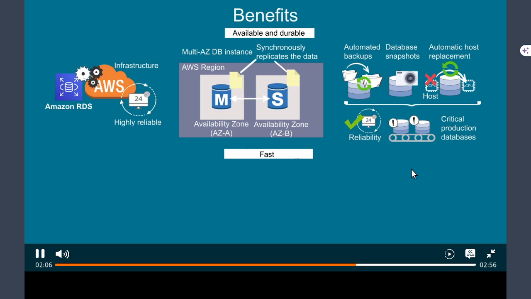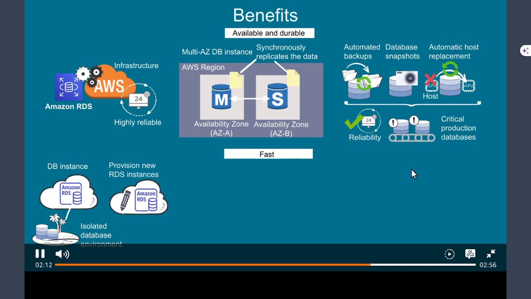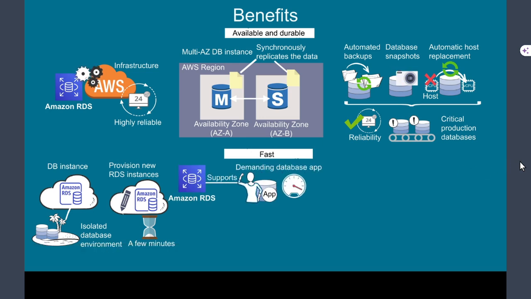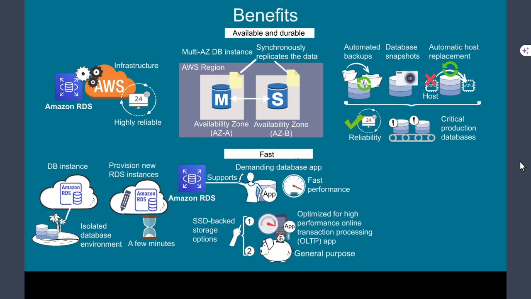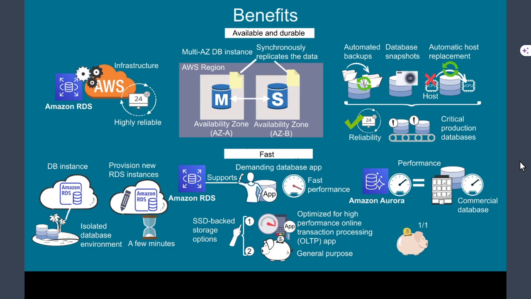Fast. A DB instance is an isolated database environment running in the cloud. You can provision new RDS instances in only a few minutes. Amazon RDS supports the most demanding database applications with fast performance. You can choose between two SSD-backed storage options. In addition, Amazon Aurora provides performance on par with commercial databases at 1/10 the cost.